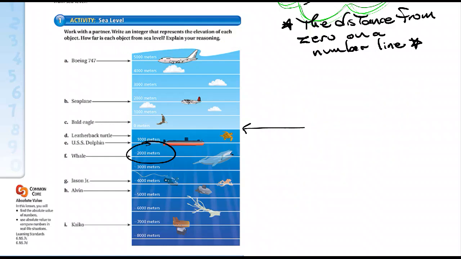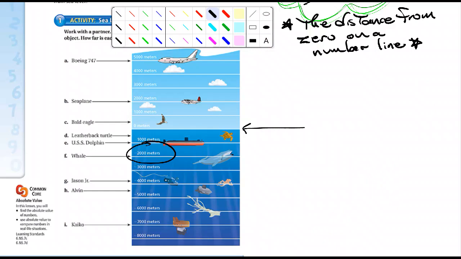Ms. Sensor, I'm going to go back to you because you initially got that wrong. How far is the whale from sea level? 2,000. Good. Do you understand it now? Yeah. Good. All right. Let me pull another one. Miss Russell, how far is that squid-looking thing from sea level? 6,000. 6,000, right?